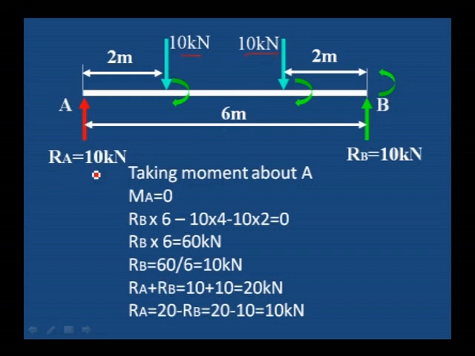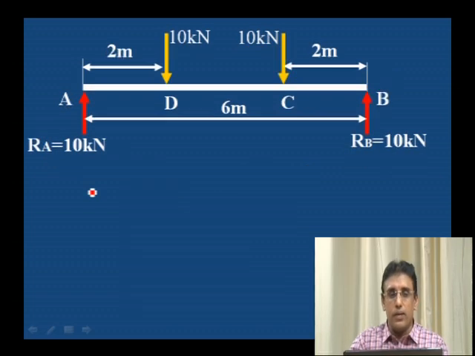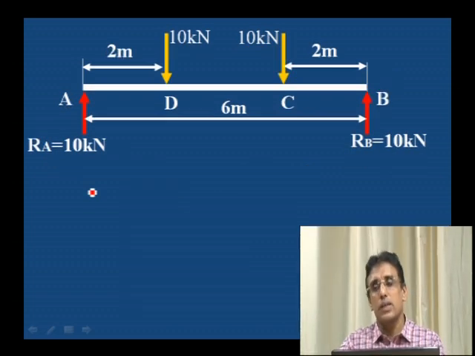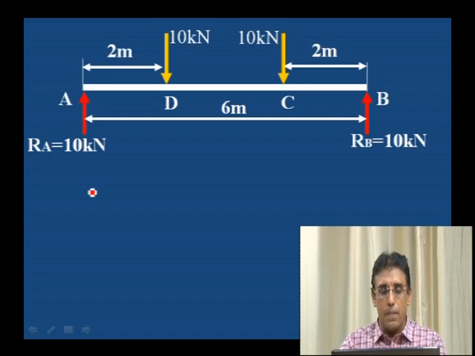10 plus 10, 20, divided by 2, 10 kilonewton RA, 10 kilonewton RB. If it is not symmetrical, then the reactions will be different. Now let us draw the shear force and bending moment diagram.